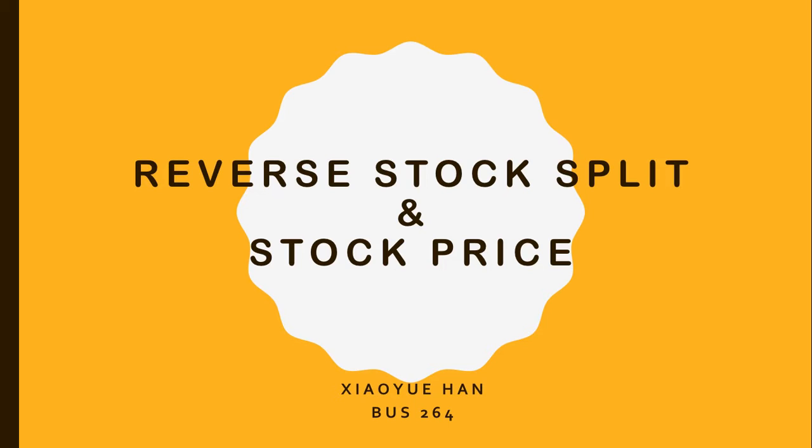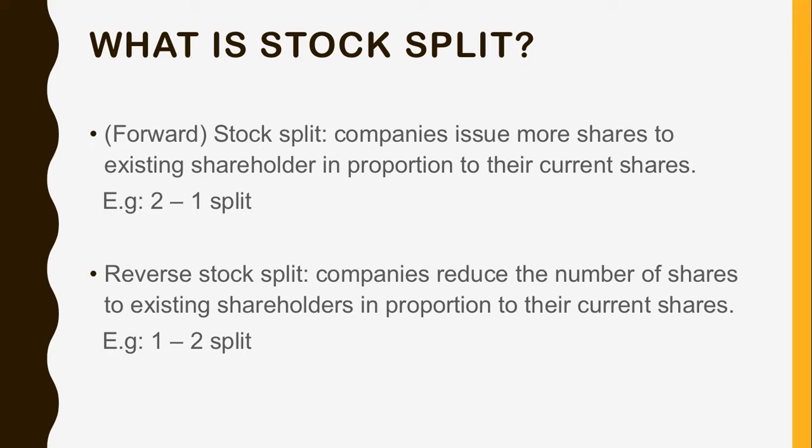First, let me explain what a stock split is. A stock split is a very common decision that companies make in order to increase the number of shares outstanding. Companies issue new shares in proportion to existing shareholders' current shares. For example, in a 2-for-1 stock split, a shareholder will be given one additional share for every current share he owns. If the company used to have 1 million shares outstanding, after the split there will be 2 million.